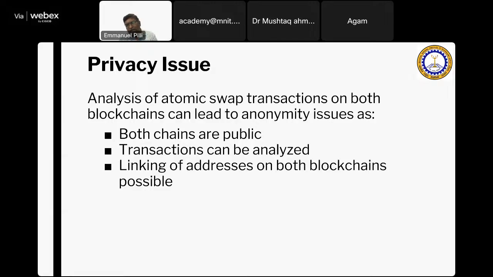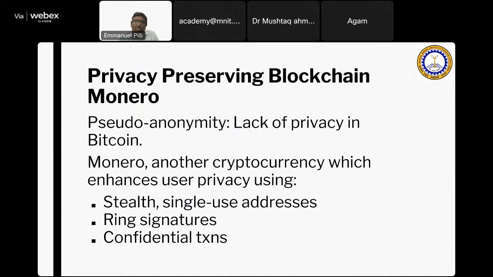So these kinds of atomic swap transactions on both blockchains can lead to anonymity issues. So we can understand this. Another blockchain which comes as an example here is the privacy-preserving blockchain called Monero. Monero is a cryptocurrency which enhances privacy using stealth addresses, ring signatures, and confidential transactions, right?